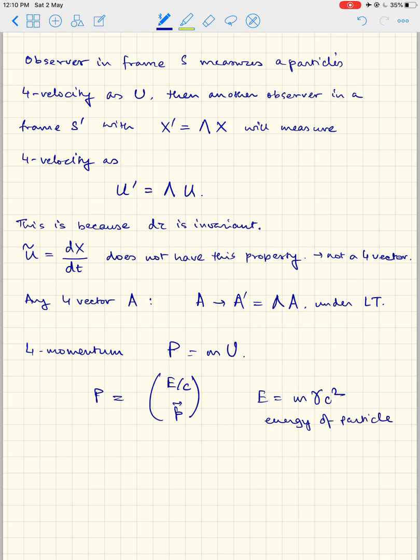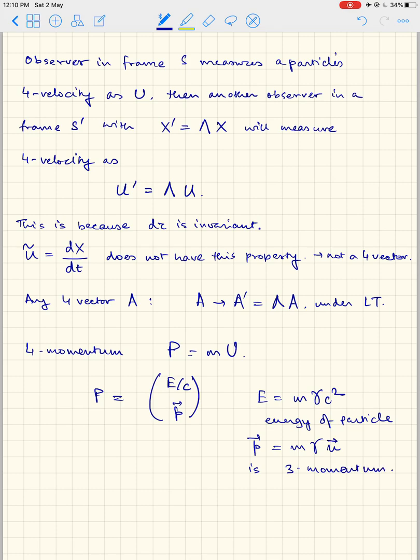And P is m gamma u, where u is a 3 velocity, is 3 momentum.